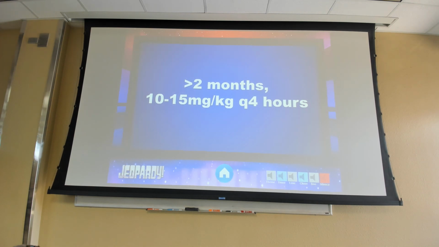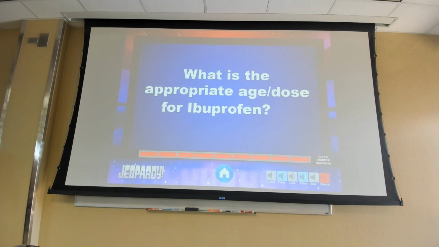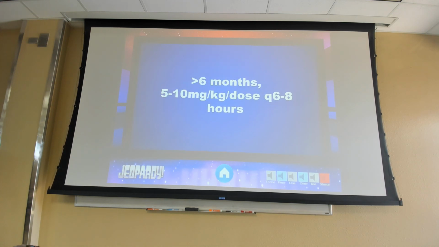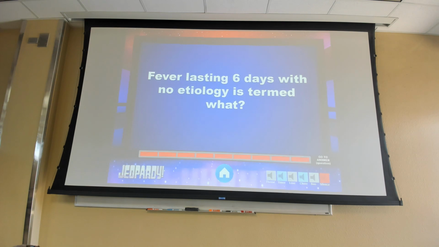Guess what the next question is going to be then? Ibuprofen. Yep. What's that? 6 months. 10 mg per kg. 6 to 8. Yep. Perfect. Yeah, it's technically 5 to 10. Nobody's ever used 5 in the history of ever.